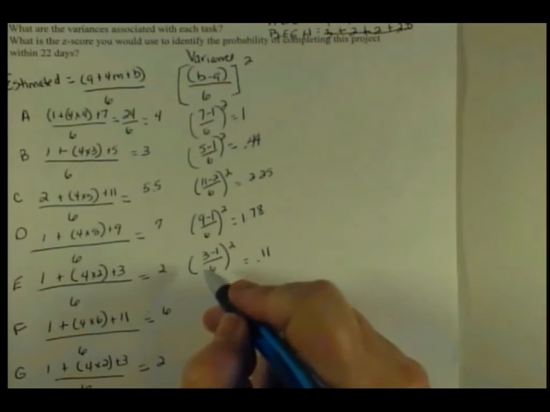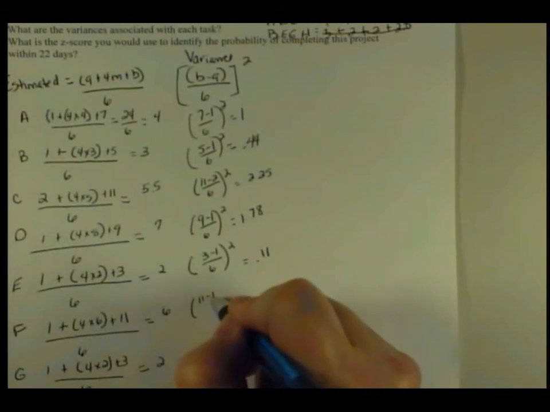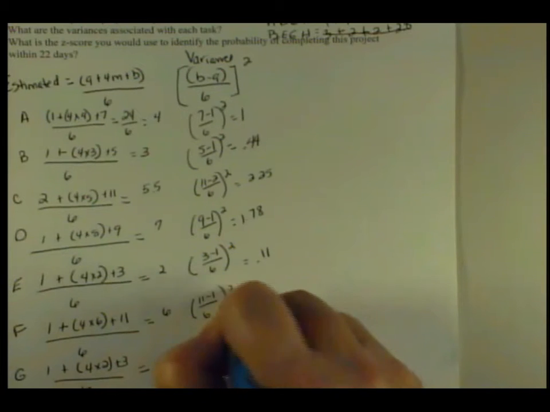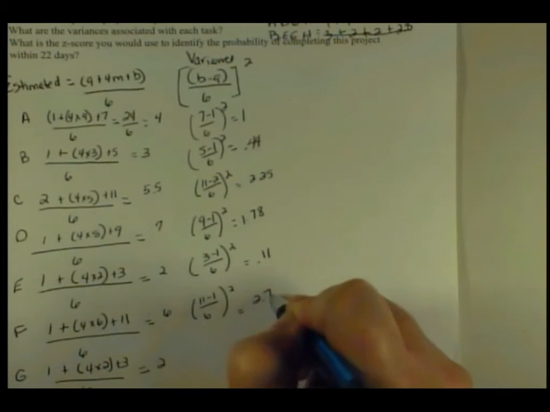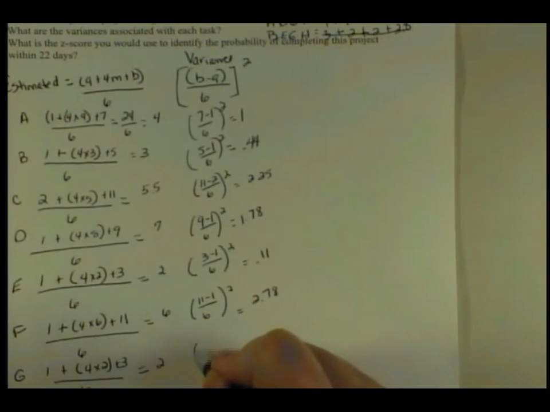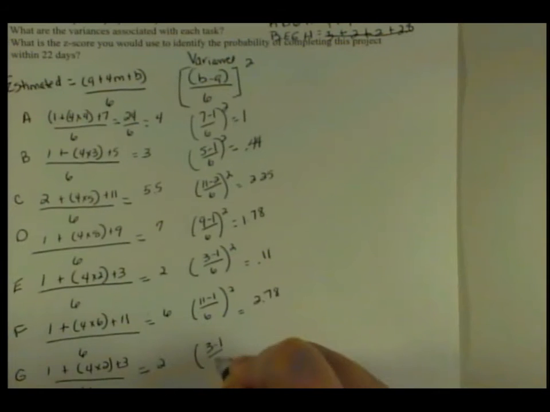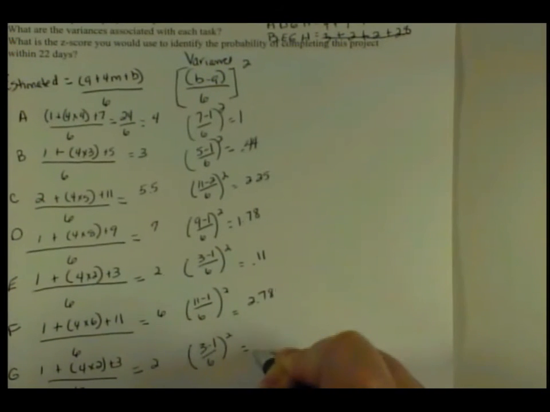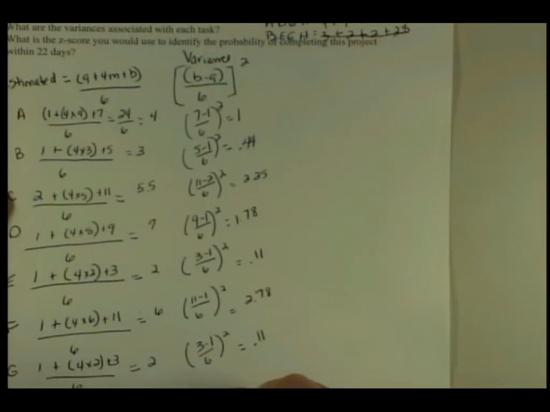For task E, it's 3 minus 1 divided by 6 squared, which is 0.11. For task F, it's 11 minus 1 divided by 6 squared, which is 2.78. For task G, 3 minus 1 divided by 6 squared, 0.11. And for task H, 3 minus 2 divided by 6 squared is 0.03. Okay? You can pull that up to see.